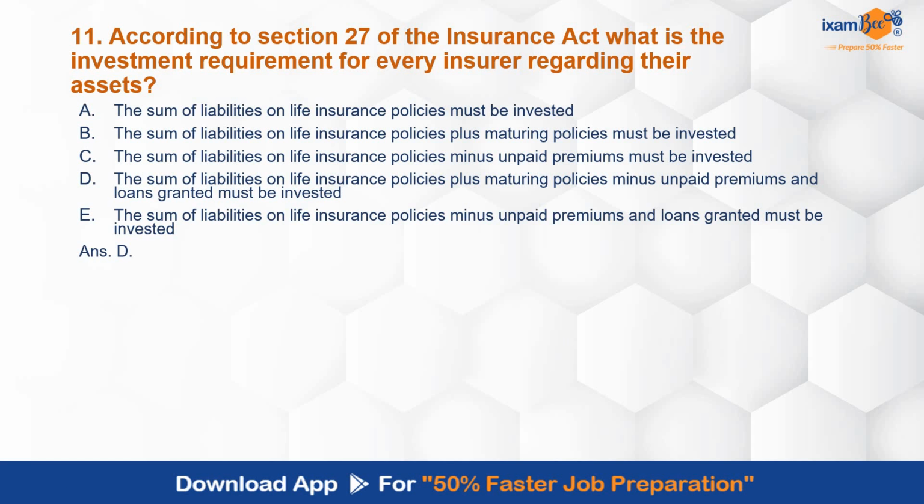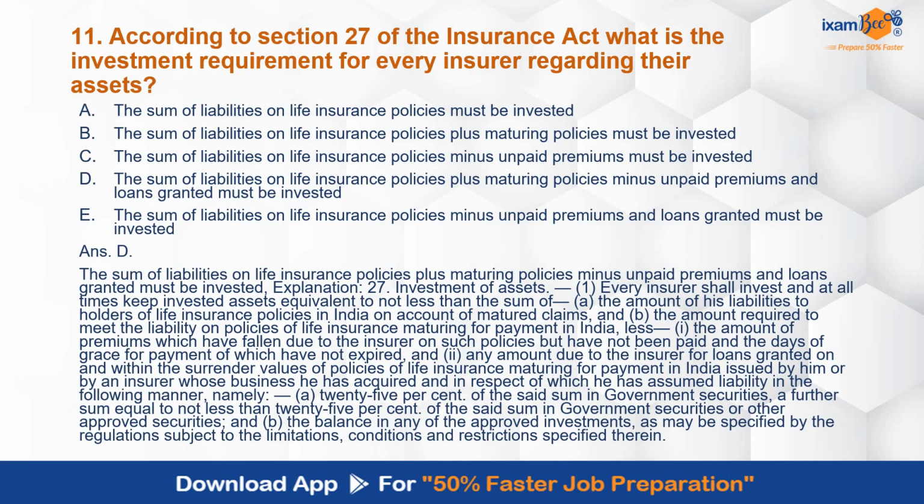Correct answer is D. Sum of liabilities on life insurance policies plus maturing policies minus the unpaid premiums and loans that are granted must be invested. Investment of assets is the provision talking about it. Section 27, investment of assets.